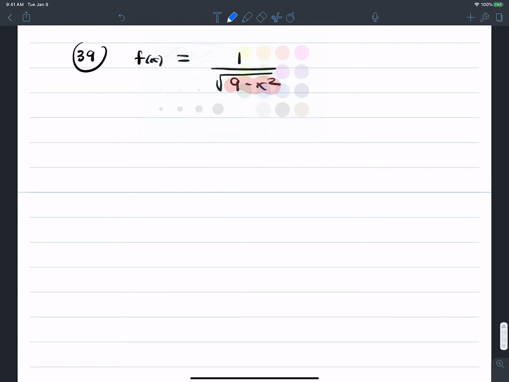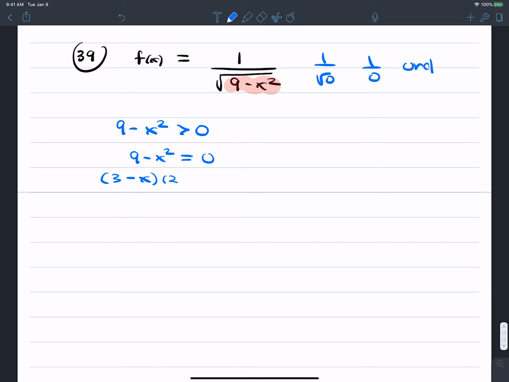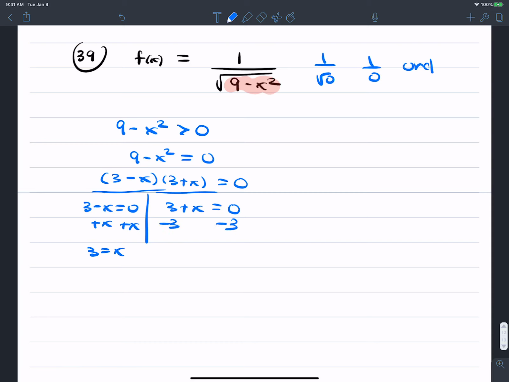That 9 minus x squared has to be strictly positive. We can't allow it to be 0 because that gives us 1 over the square root of 0, which will be 1 over 0, which will be undefined. So we can't allow that to be 0. Sign analysis procedure requires us to find where this equals 0. So we'll factor. That's a difference of perfect squares. Zero product rule says this is 3 minus x, which is 0, or 3 plus x, which is 0. I can add x to both sides, I'll get 3 as x, or x is 3. I could subtract 3, and I'll get x is negative 3.